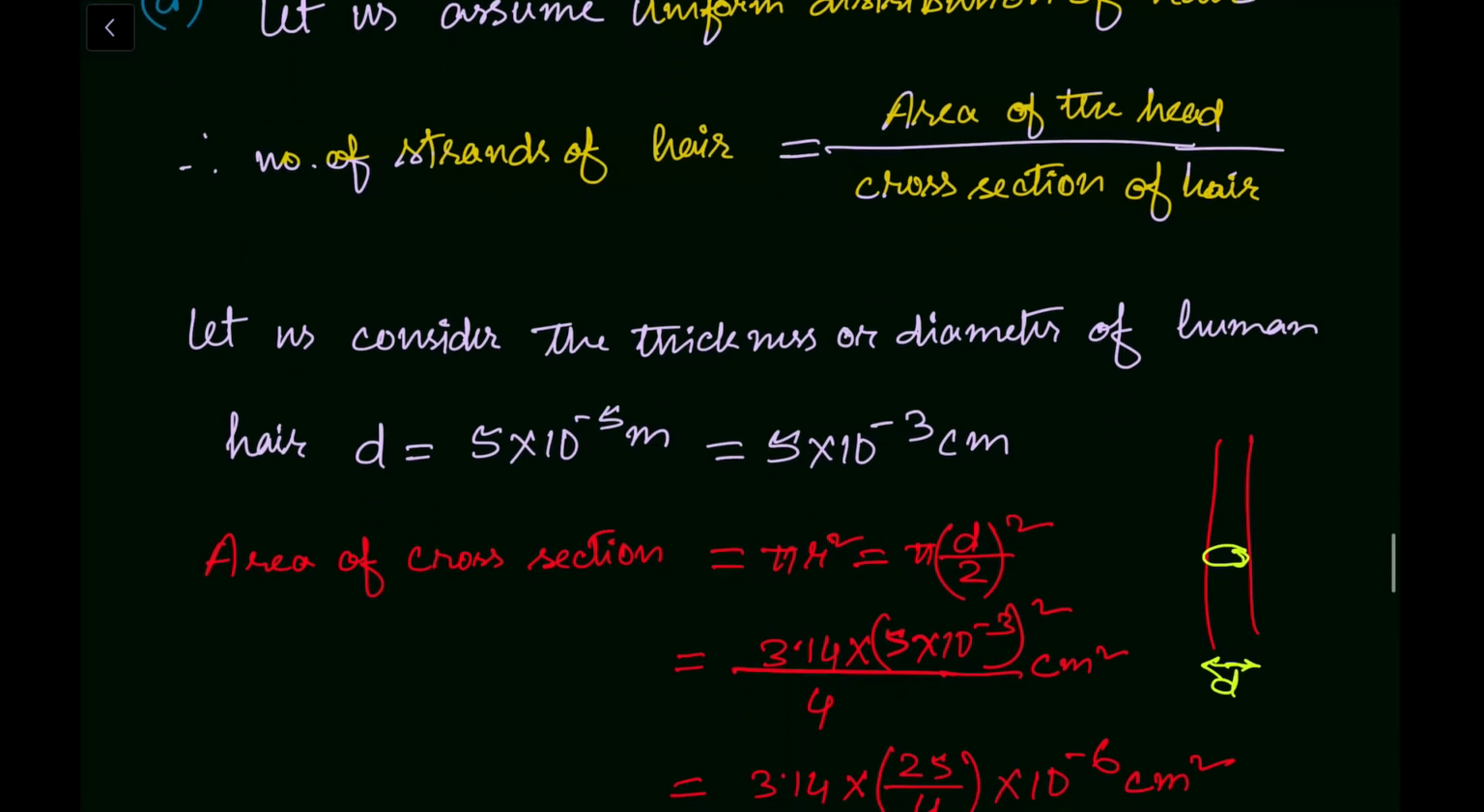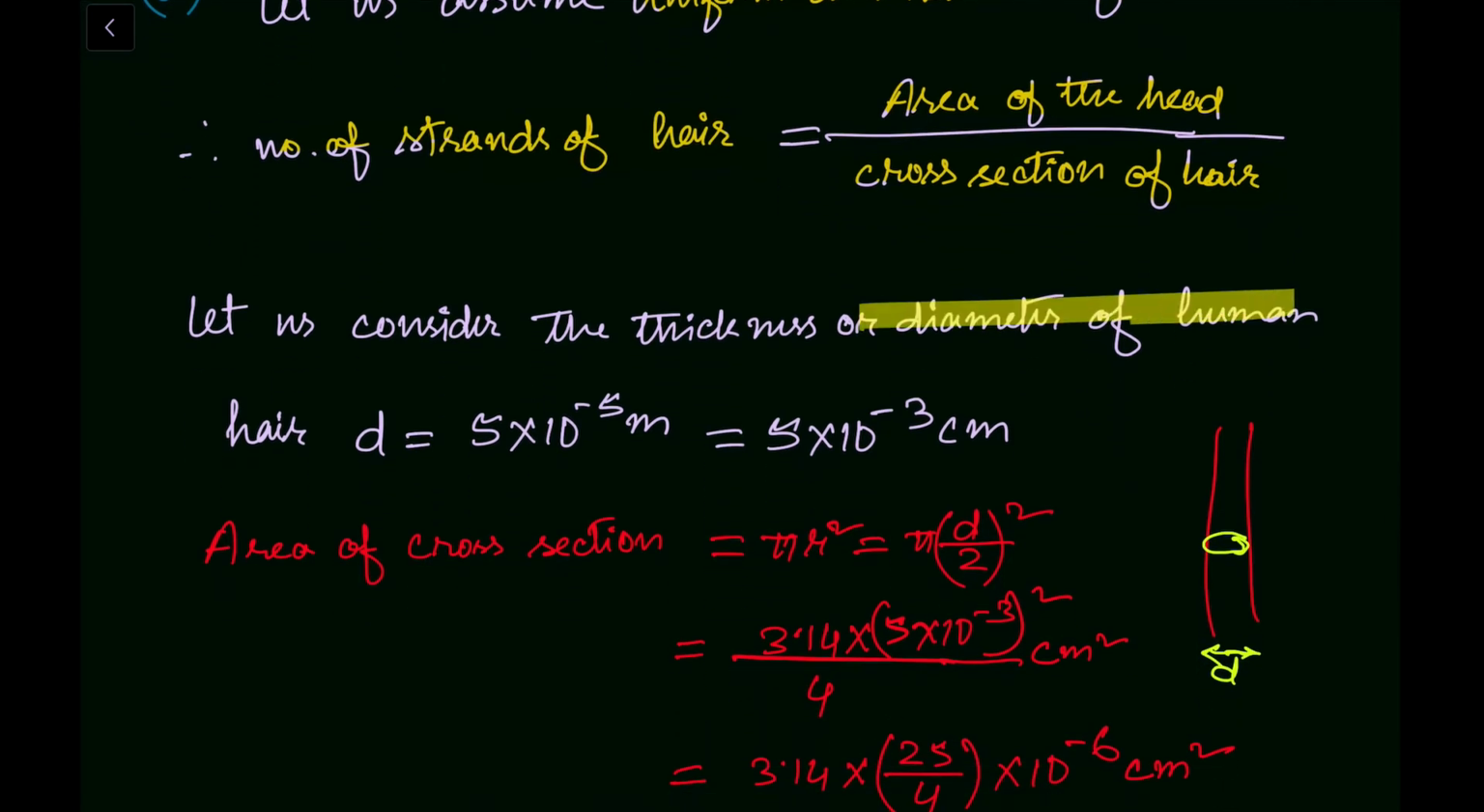Okay, now let us consider the thickness or the diameter of the human hair. This thickness is the diameter. Take it to be 5 into 10 to the power minus 5 meter, and in centimeter it will be 5 into 10 to the minus 3 centimeter. This is the hair you can see here, and this is the cross section, because the hair has a circular cross section. Suppose we have a diameter of small d from here to here. Okay, this is small d.